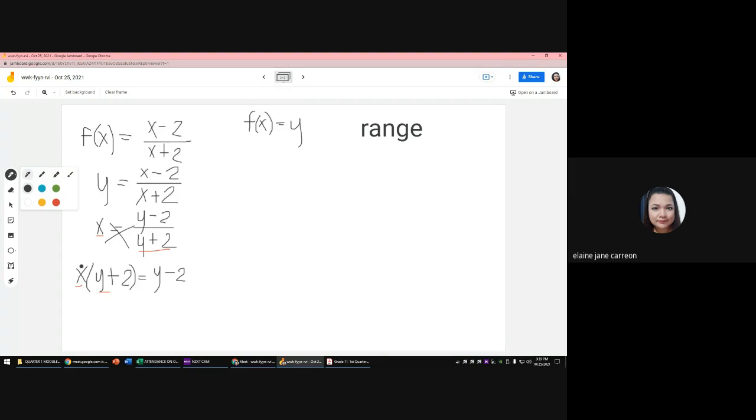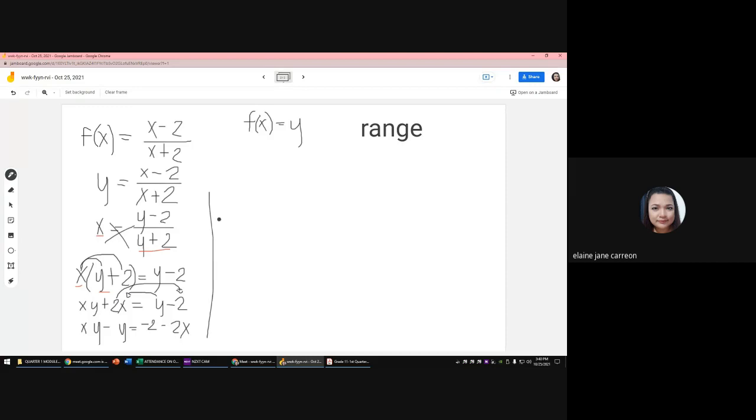Next, you distribute x to y plus 2. So, x times y is xy plus x times 2 is 2x equals, rewrite y minus 2. Okay? Now, ilipat nyo lahat ng may y dito sa left at yung mga walang y sa right. So, ililipat natin si y dito sa left at yung 2x sa kabila. Okay, so rewrite xy minus y equals negative 2 minus 2x.